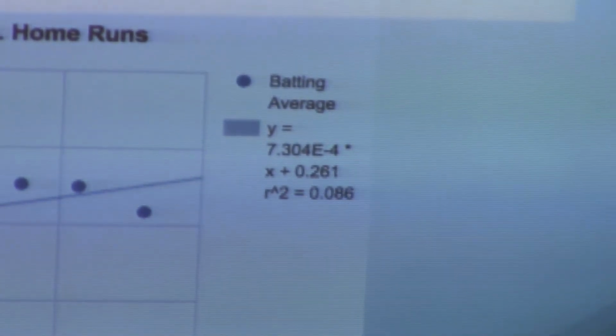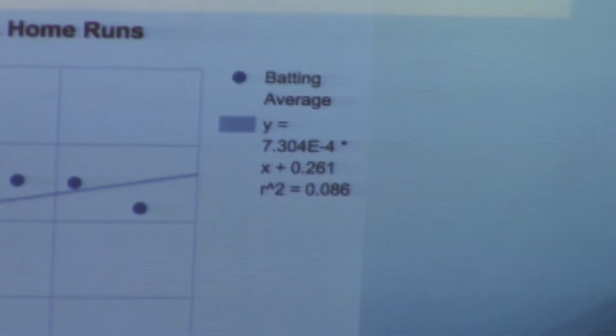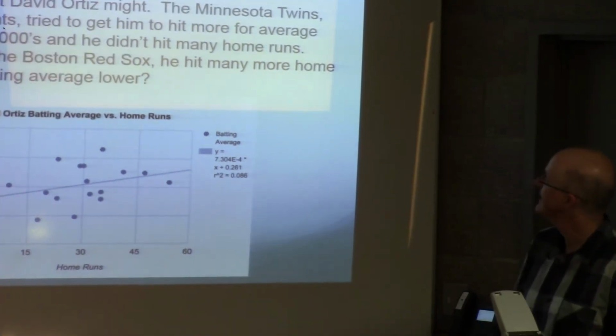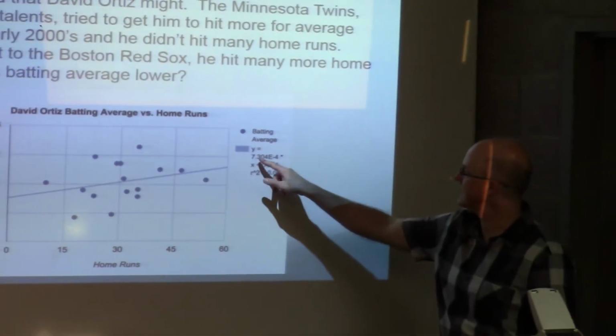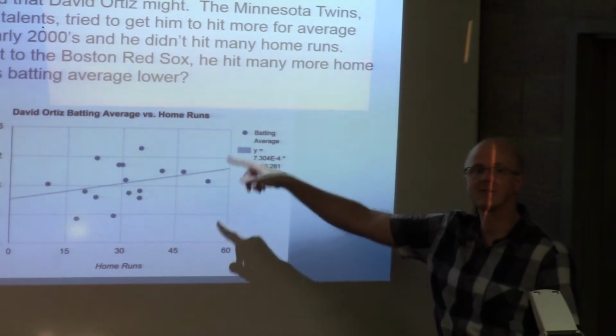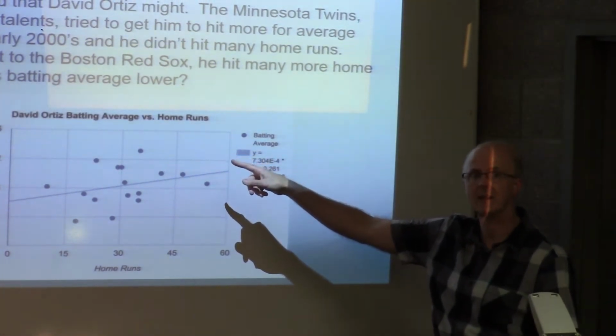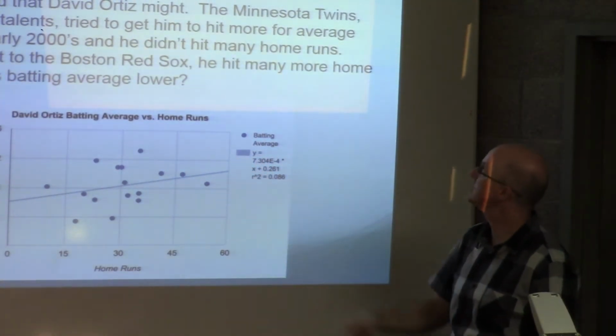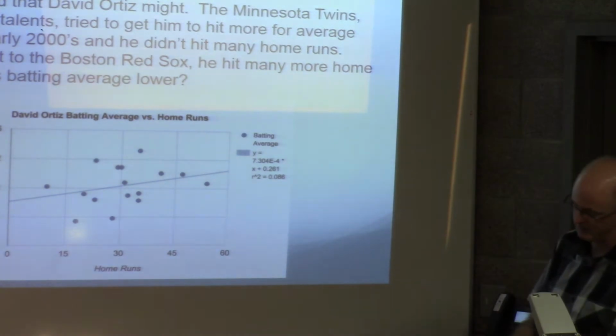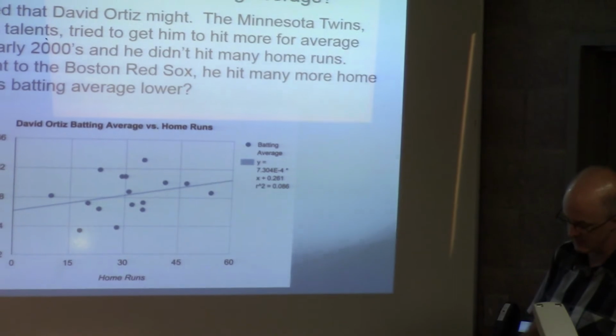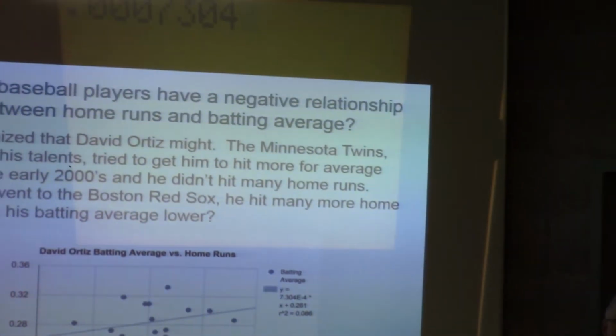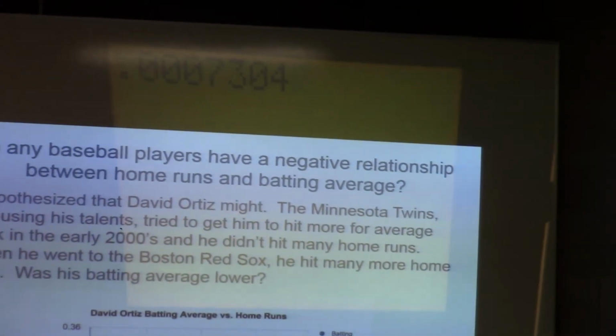7.304 e negative 4 is the same as scientific notation 7.304 times 10 to the negative 4th power. And what it means is, with the decimal, you need to move it 4 spots to the left when you write it in the ordinary notation, which would in effect have 3 zeros. 0.0007304 is the slope. Okay, in case you encountered that.